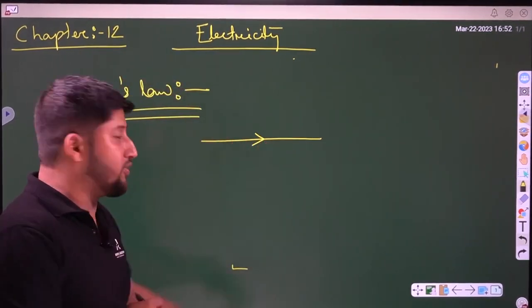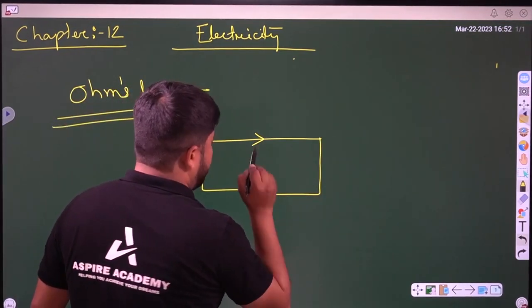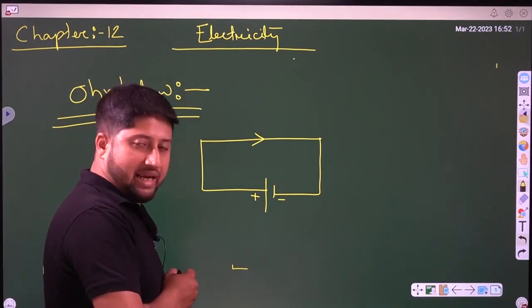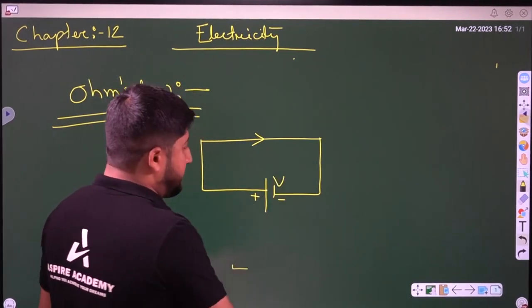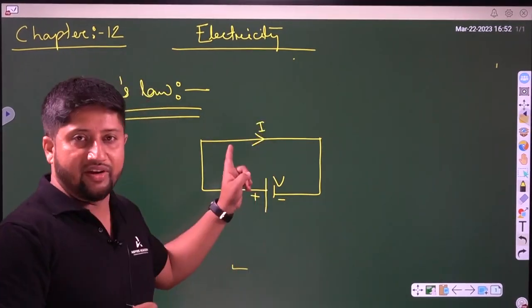How is the current flowing? We have to use some energy here. So what is the source of energy? We know the source of energy is a battery or cell, a dry cell or any kind of cell. So you can replace the battery with V. Current is I, flowing here.